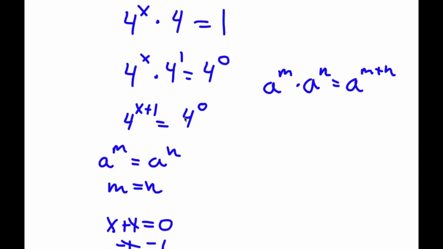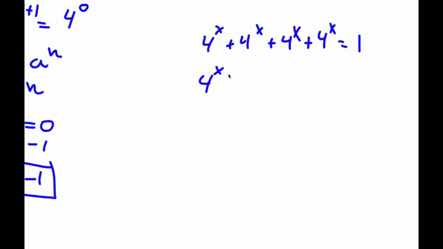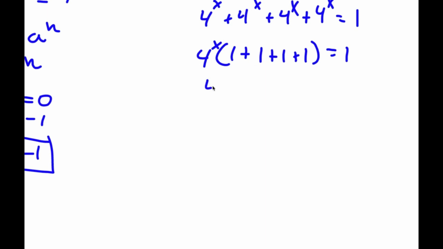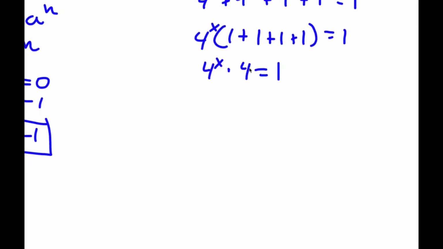Now another method to doing this is, well, we first start with 4 to the power of x plus 4 to the power of x plus 4 to the power of x plus 4 to the power of x is equal to 1. So I factor out 4 to the power of x, so I have 4 to the power of x times 1 plus 1 plus 1 plus 1 is equal to 1. Now if I simplify what's in the parentheses, I get 4 to the power of x times 4 is equal to 1. And now instead of multiplying these two, I'm going to divide both sides by 4. So then these two will cancel out. Now 4 to the power of x is equal to 1 over 4.